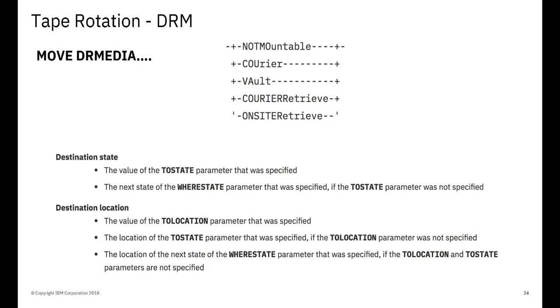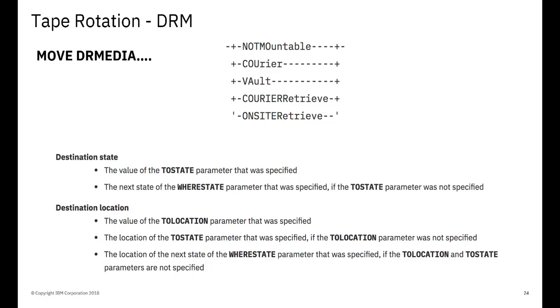And one of the options in DRM is this MOVE DRMEDIA command, where you can actually give very specifics about where in the offsite process that volume is. Has it been taken out of the library? Is it with the courier? Has it been put into the new vault? Has it been set out of the new vault so the courier can retrieve it? Has it arrived back on site? So each of these individual states can be updated with information specific to each of the volumes.